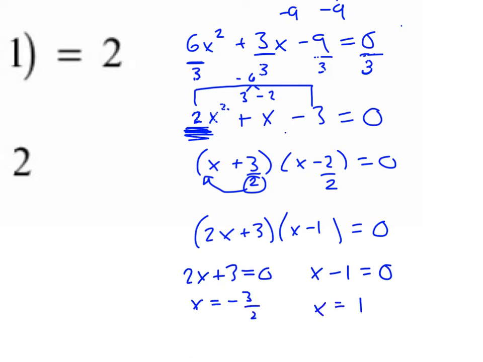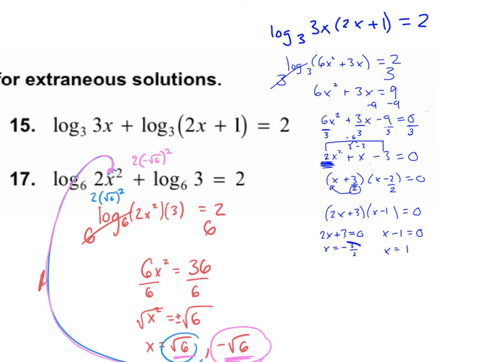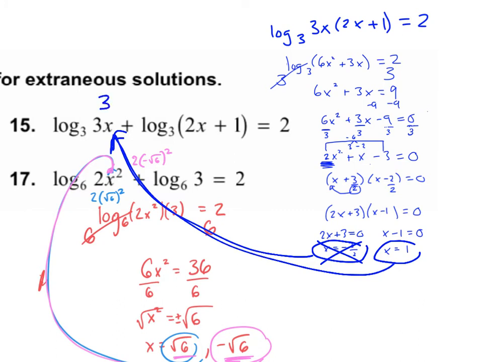Are we done? We got to plug it back in. So we're plugging it back into our original. If we plug in negative 3 halves, do we get a positive number here? Nope, it's a negative, so it doesn't work. If we plug in 1, we get 1 times 3, which is 3, so it's a positive, we're good there. And then here we have 2 times 1 plus 1, so that would be 3. Again, positive number, so we're good here too. So our only answer is x is equal to 1.